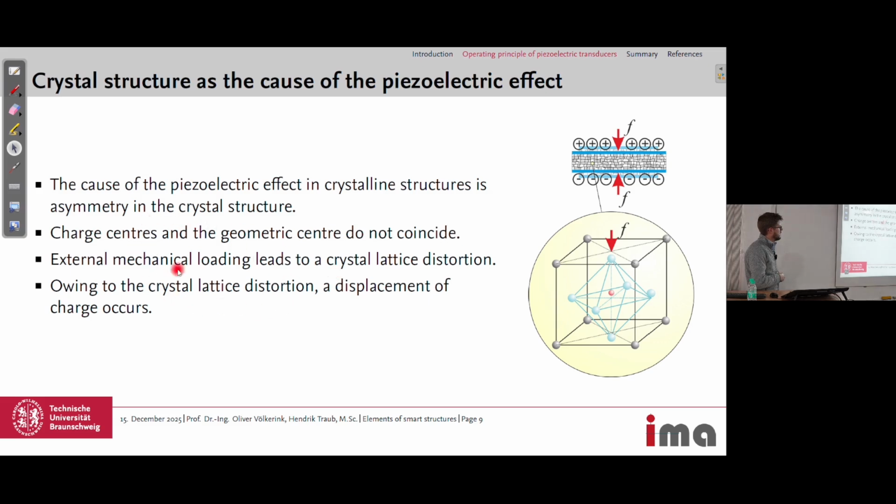Then an external mechanical loading leads to a distortion of this lattice, and therefore the charge center also moves, and this leads to a displacement of charge. We will have a deeper look in the next slides, but here we try to visualize this. Here you have the piezoceramic in the middle. You have a force deforming this piezoceramic, and then you have a positive and a negative charge at the sides of the crystal.